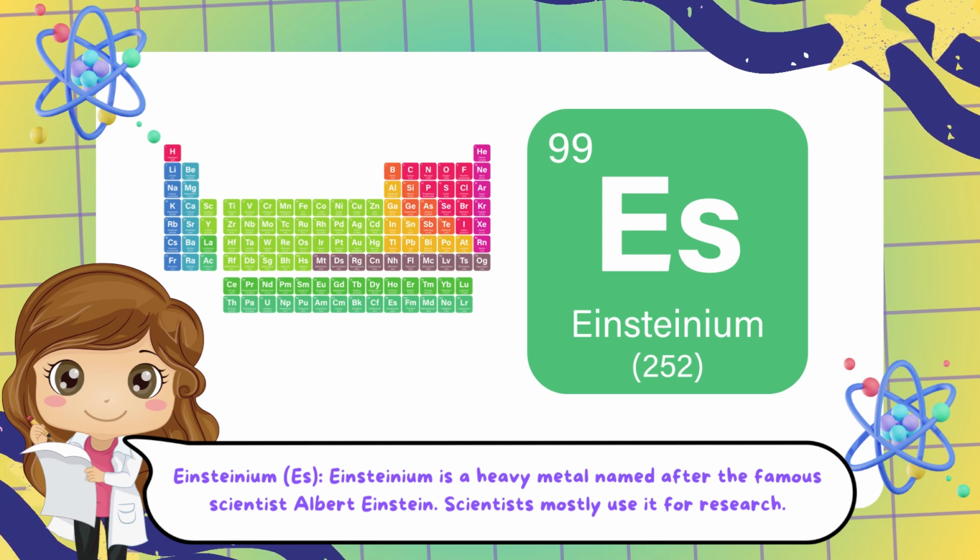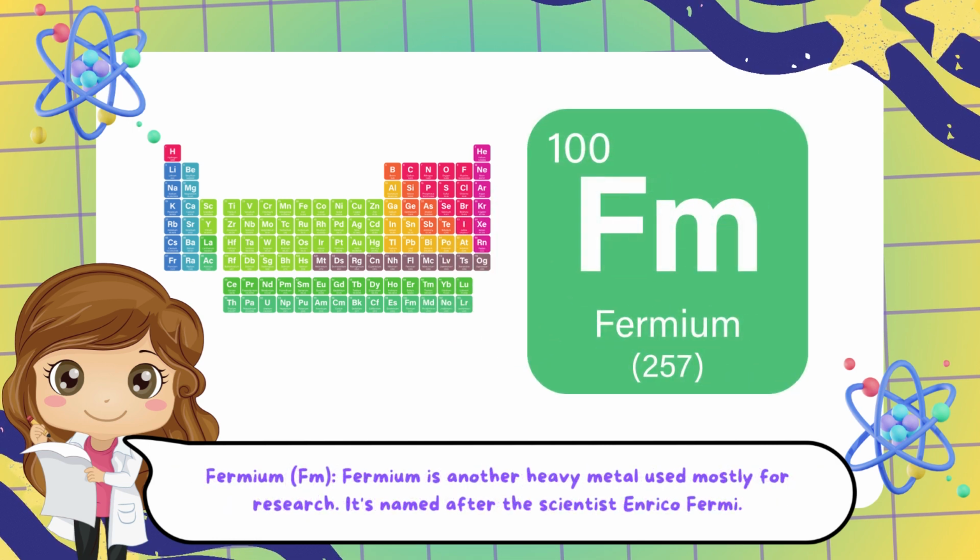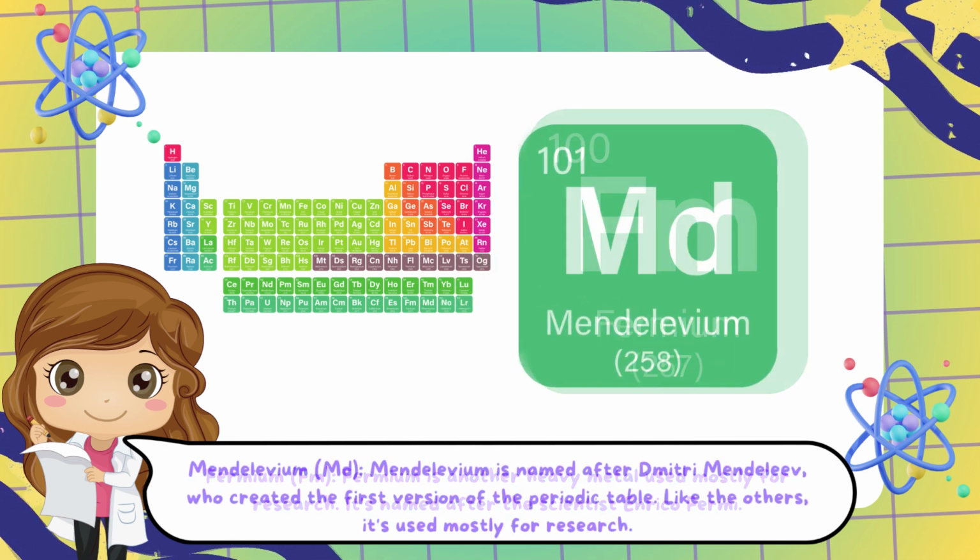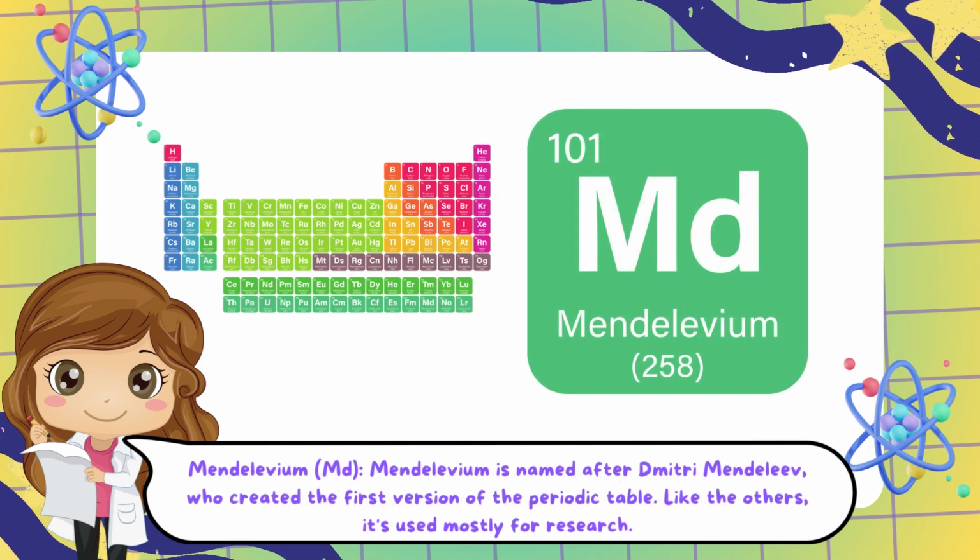Scientists mostly use it for research. Fermium, Fm. Fermium is another heavy metal used mostly for research. It's named after the scientist Enrico Fermi. Mendelevium, Md. Mendelevium is named after Dmitri Mendeleev, who created the first version of the periodic table. Like the others, it's used mostly for research.